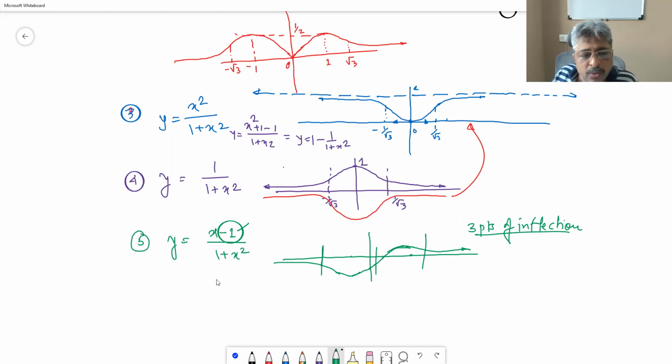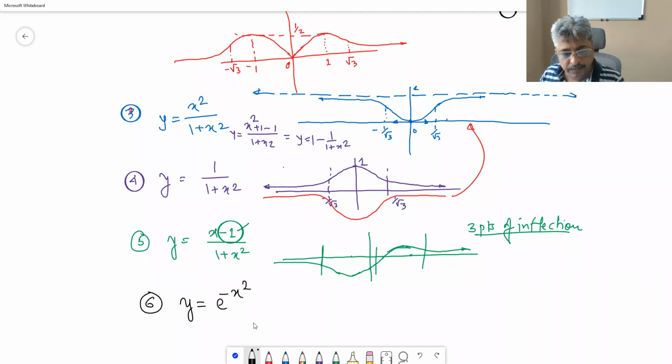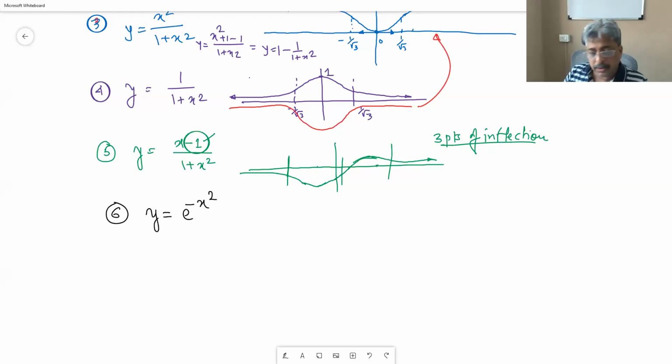So, okay, that was purely academic. Let me give you the next problem. Little different. 6. Y is equal to e raised to minus x square. Sketch. Do everything. Eventually the graph is going to look like this.